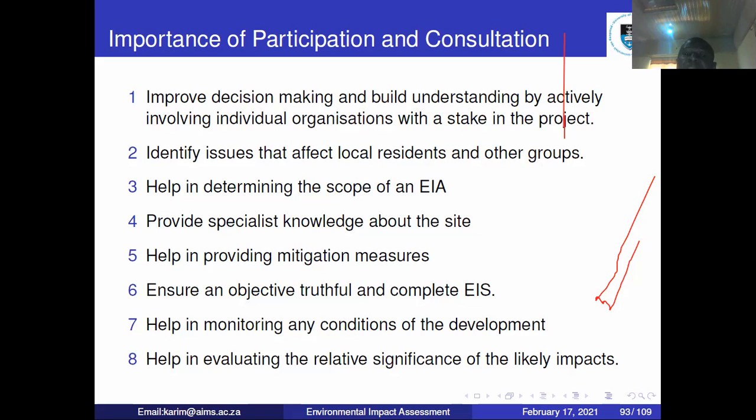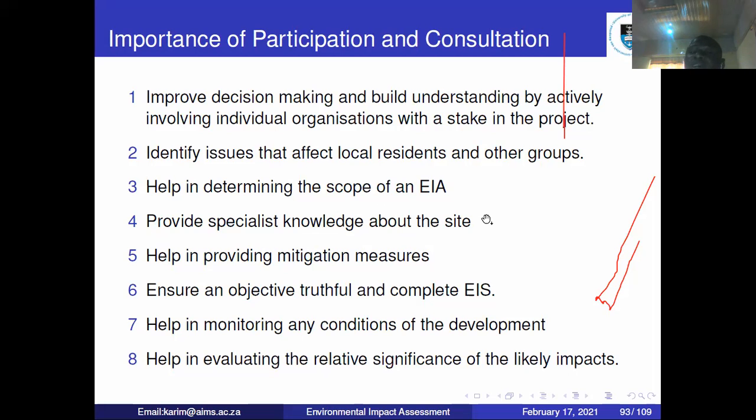So it also helps in determining the scope. Once we allow the people to participate and we are writing our environmental impact report, then we are able to know how far we can write our environmental impact report, the scope. And then this will also provide some special knowledge about where you are going to site your project. When you allow people to participate, it will provide mitigation measures. There are certain measures that may not be only scientific, but some knowledge may be traditional in nature.